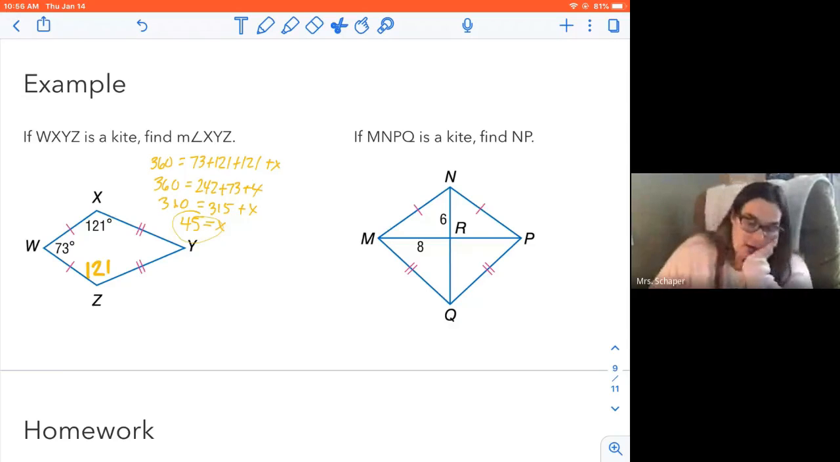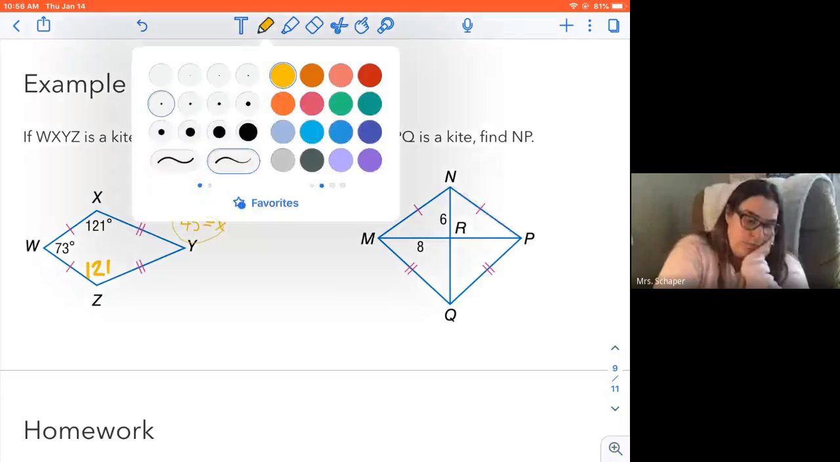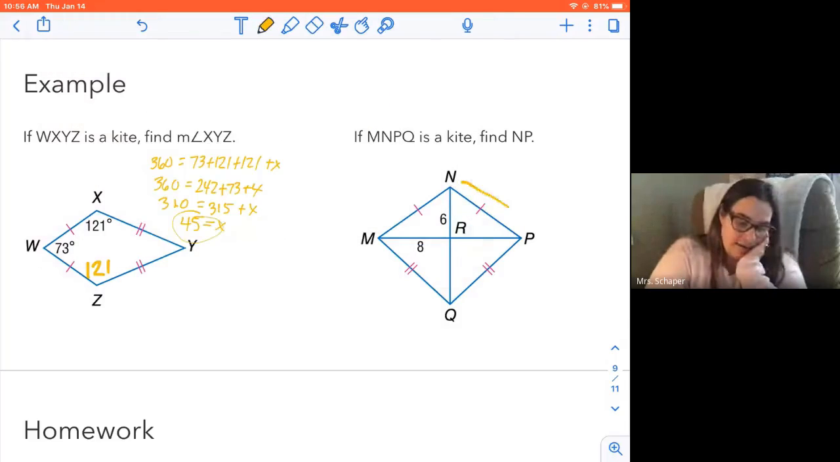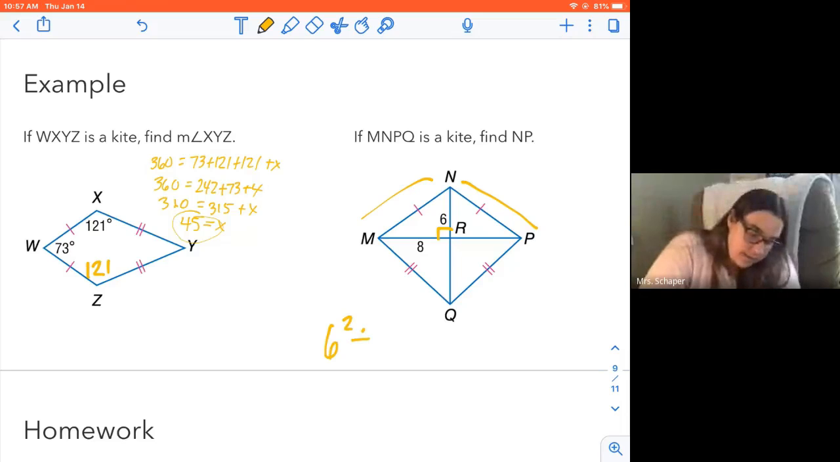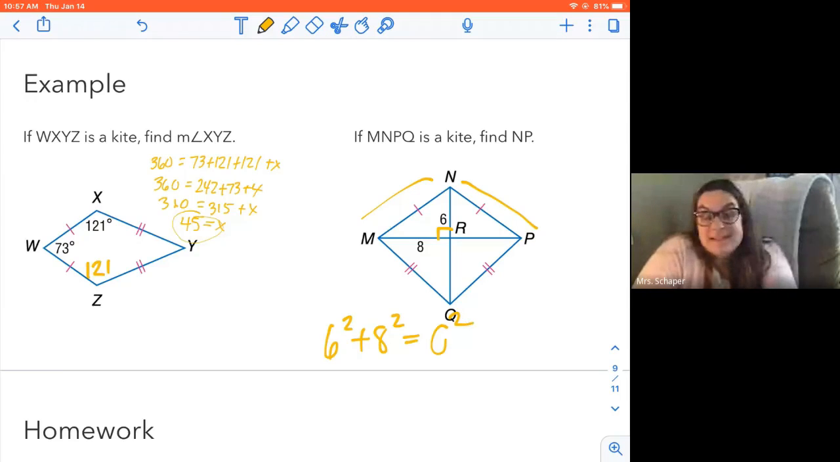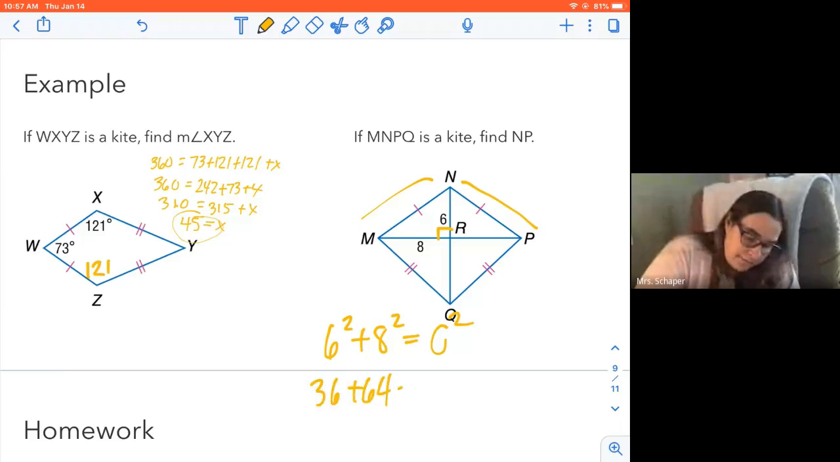All right, we've got to find NP. Ooh, bring in Pythagorean's theorem back. Because NP and MN are the same length. And so we know that they meet at a right angle. So I can use Pythagorean's theorem. 6 squared plus 8 squared equals c squared. And 6, 8, that's part of a Pythagorean triple. It's actually part of 6, 8, 10. So 36 plus 64 equals c squared. 100 equals c squared. So c is 10.